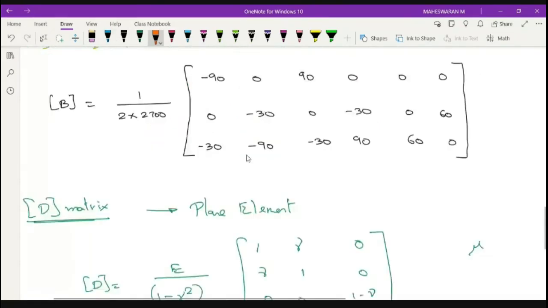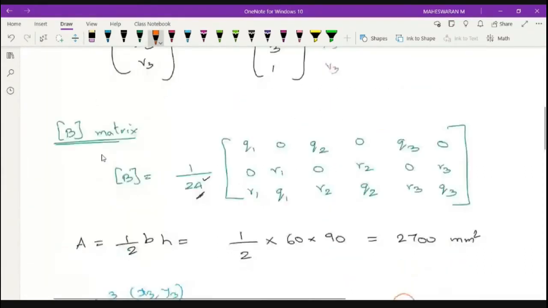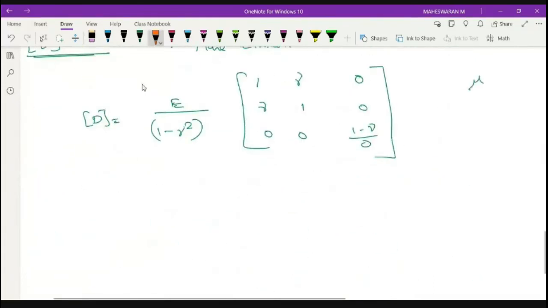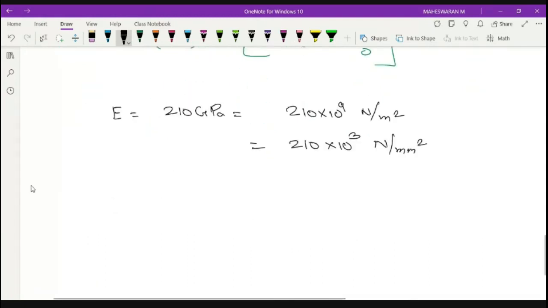So E, what is your E, Young's modulus? It is mentioned as 210 gigapascal, but it is in Pascal, right? You have to convert it accordingly. So 210 gigapascal is equal to 210 into 10 power 9 Newton per meter square. But we are solving in mm, which means 210 into 10 power 3 Newton per mm square. 1 megapascal is equal to 1 Newton per mm square. So converting like that, you will get this, and you will identify what the D matrix is here.